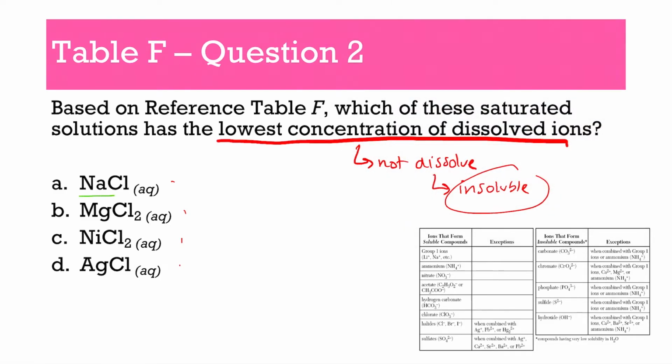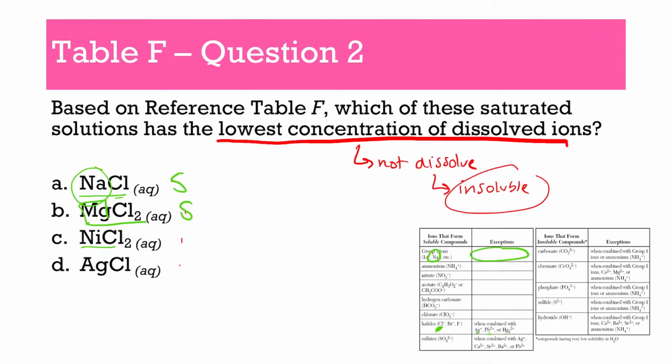So we're looking for which one of these compounds is insoluble. Going through the list again, it's good to go one by one. NaCl, let's look at Na or Cl, but Na comes first. Anything with Na is soluble, no exceptions. This one is good. If you look at MgCl2, so let's find Cl on there. Anything with Cl is soluble except Ag, Pb, or Hg. Magnesium is neither one of those exceptions. That is soluble.